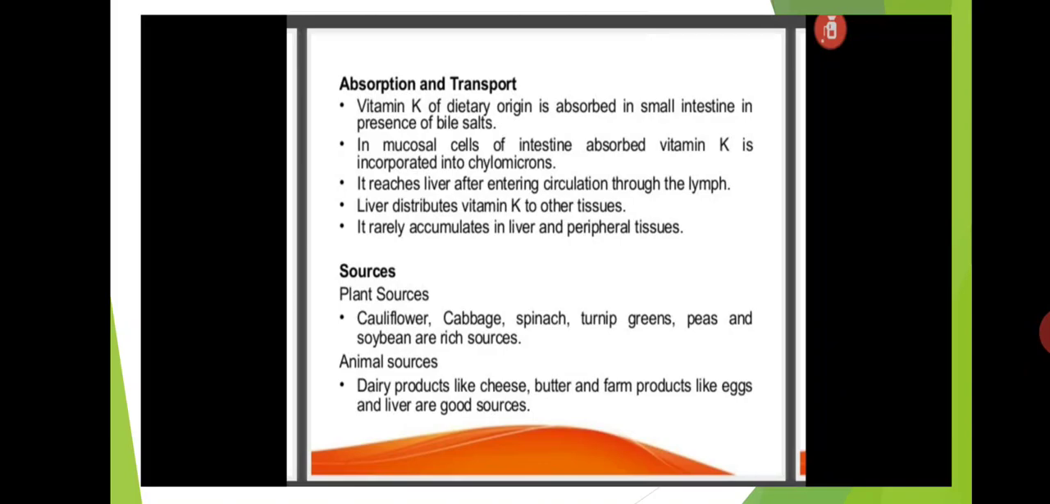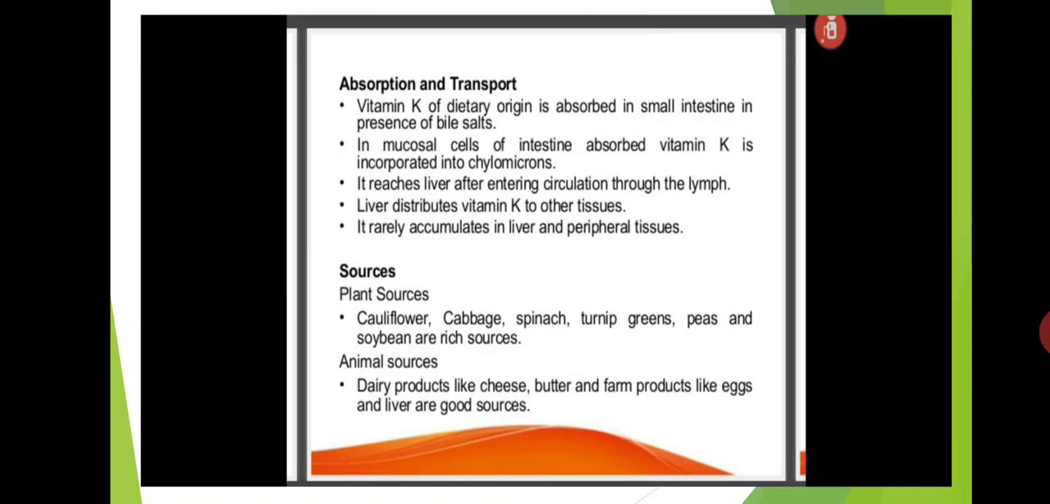In mucosal cells of the intestine, absorbed vitamin K is incorporated into chylomicrons. It reaches the liver after entering circulation through the lymph. The liver distributes vitamin K to other tissues. It rarely accumulates in the liver and peripheral tissues.